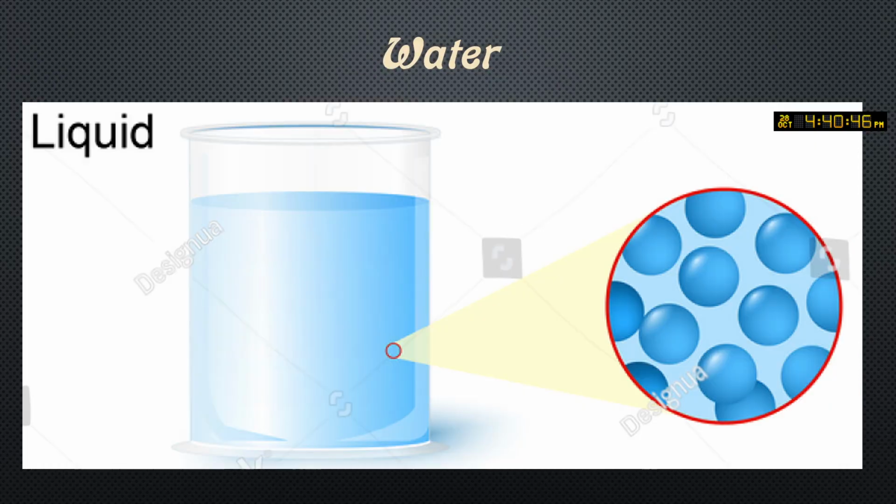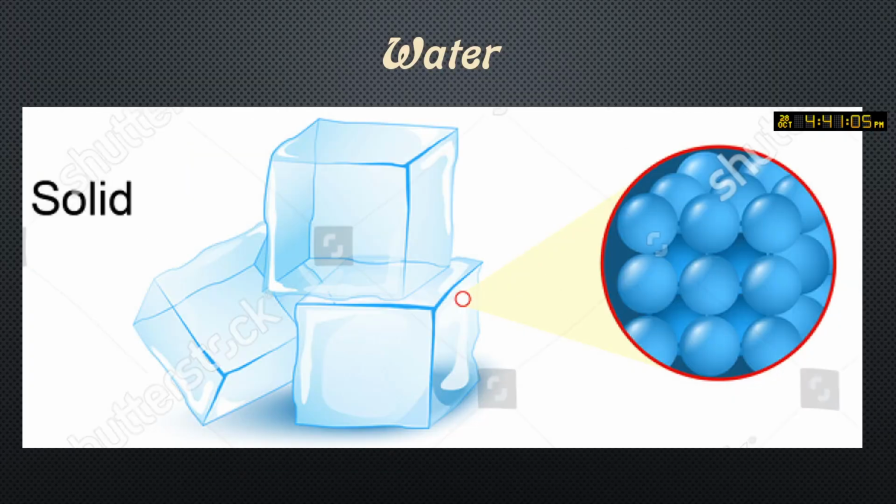We want to look at water and the states of water. First of all, at room temperature, water is going to be in a liquid state. If you look at the molecules that are indicated, the molecules are hardly touching each other. If you were to drop the temperature of the water, it's going to change from a liquid state into a solid state.